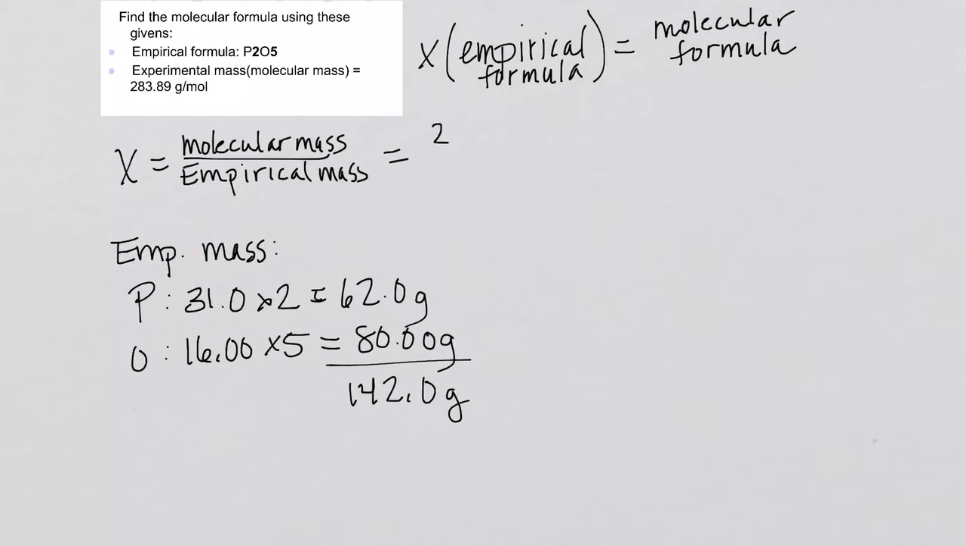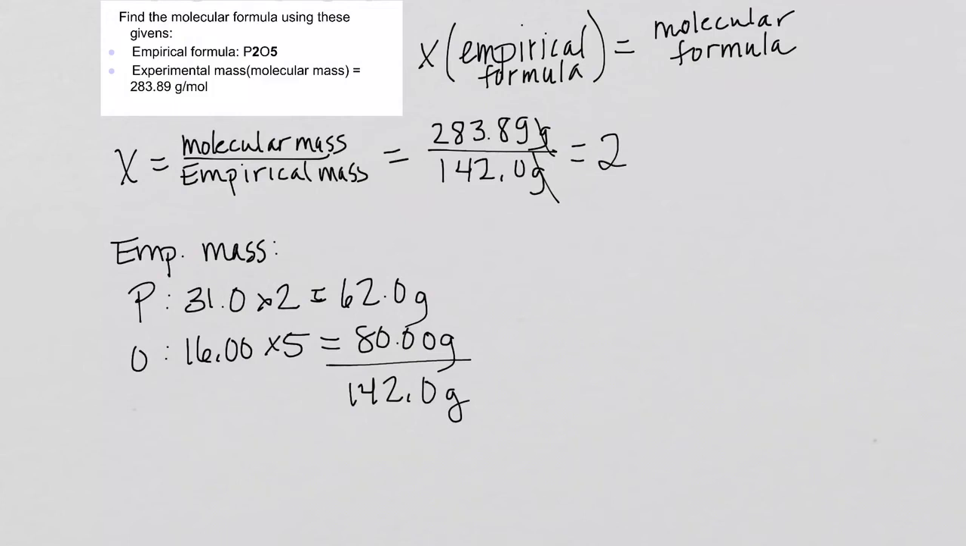We've got 283.89 grams per mole, and we have 142.0 grams per mole. Basically, these grams per mole cancel, and this right here is functionally 284. So what you get is pretty darn close to 2. All right, so x is 2.